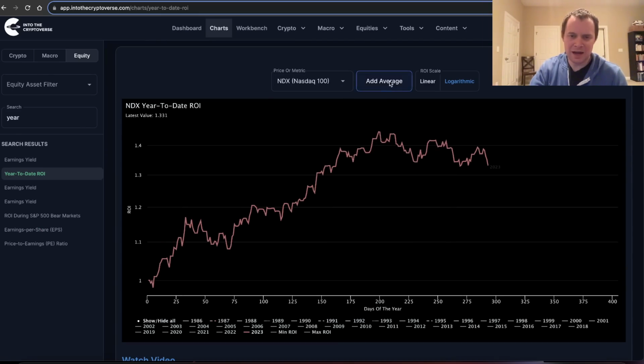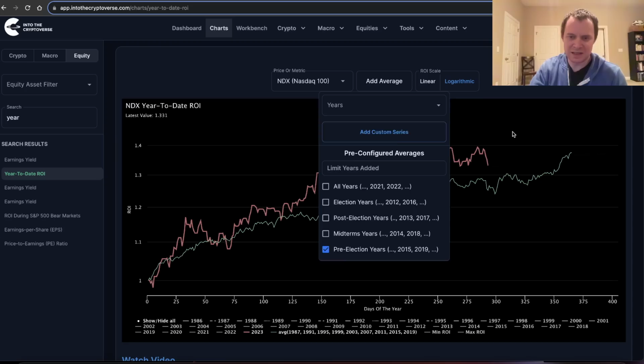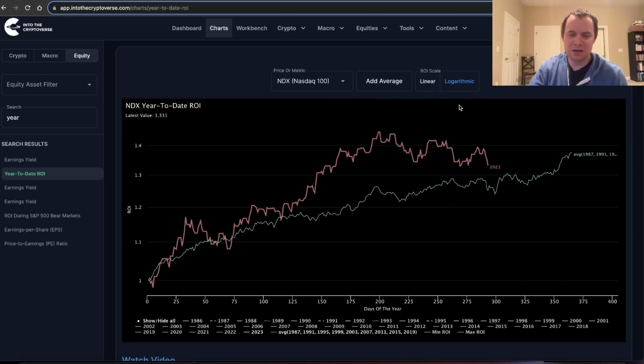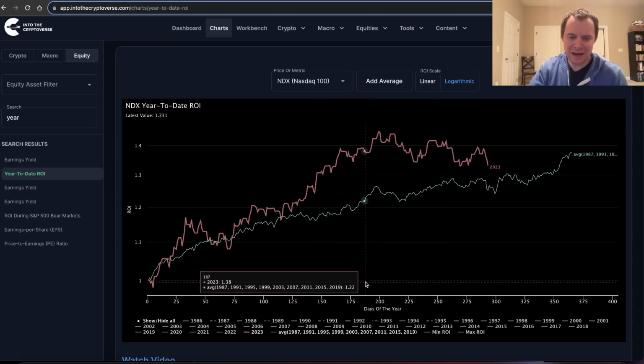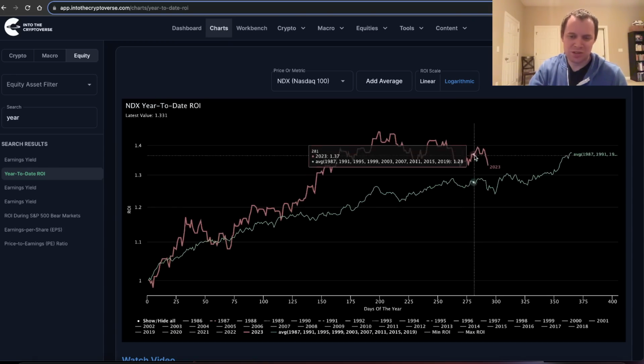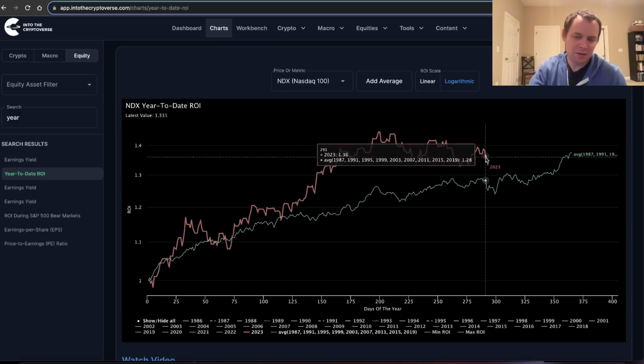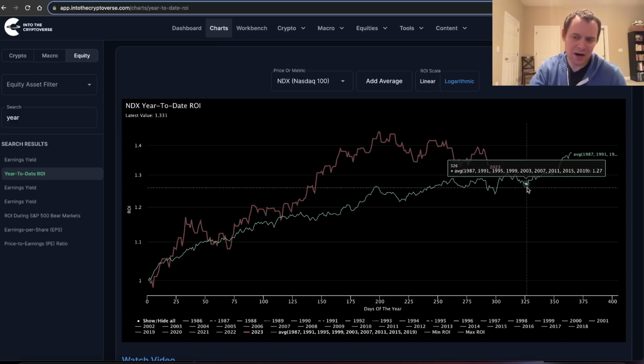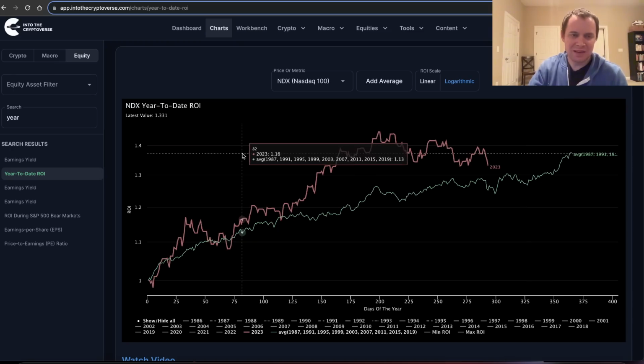So it really all comes down to whether what we're looking at right now is following something like 1987, or if it's just kind of more of the same, right? Let me add on the average of pre-election years for the NASDAQ. Maybe the NASDAQ sells off a bit more, but it still grinds higher. And I think that's the question that we all should be asking ourselves.